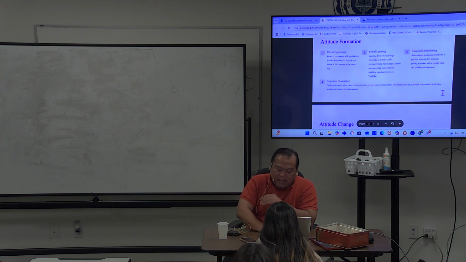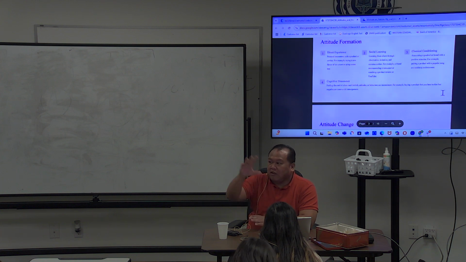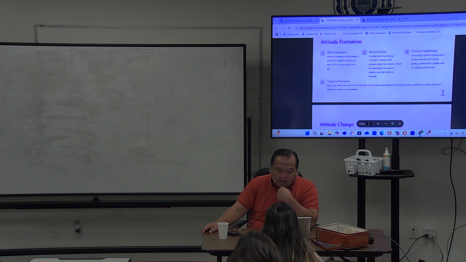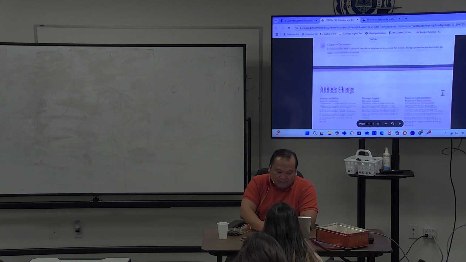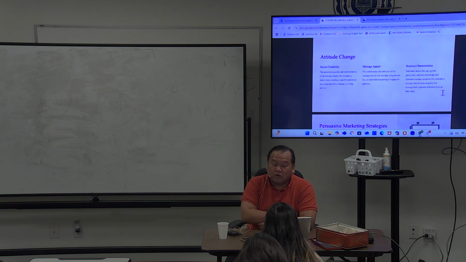Okay, I'm going to skip the attitude formation because I think you already learned this in psychology: how your attitude towards a product is formed and how it is shaped. So there's direct experience, social learning, classical conditioning, and cognitive dissonance. If you want to review, you can read the slides. Attitude change. Why does attitude towards a product change?